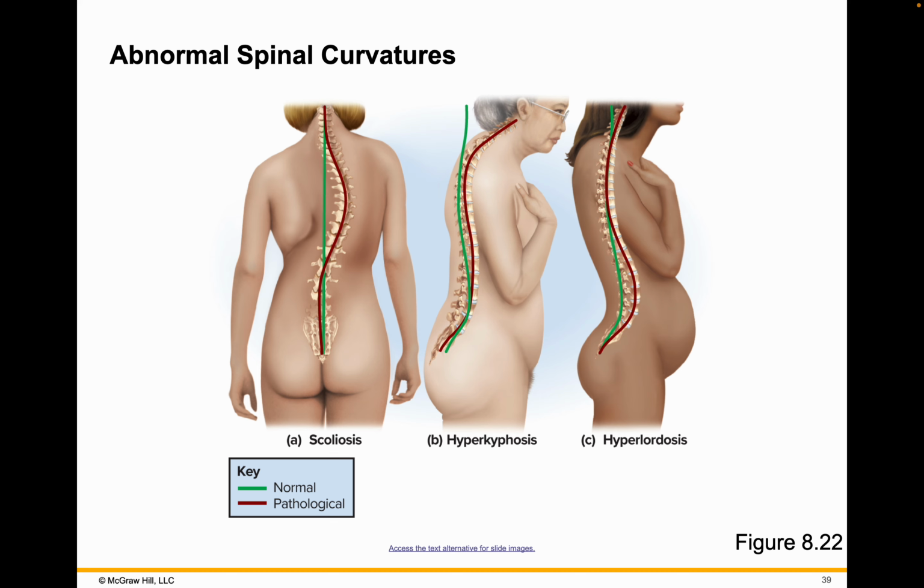The abnormal curvatures include scoliosis, which is off to the lateral. Hyperkyphosis is an extra curve to the back, and hyperlordosis is an extra curve to the front.